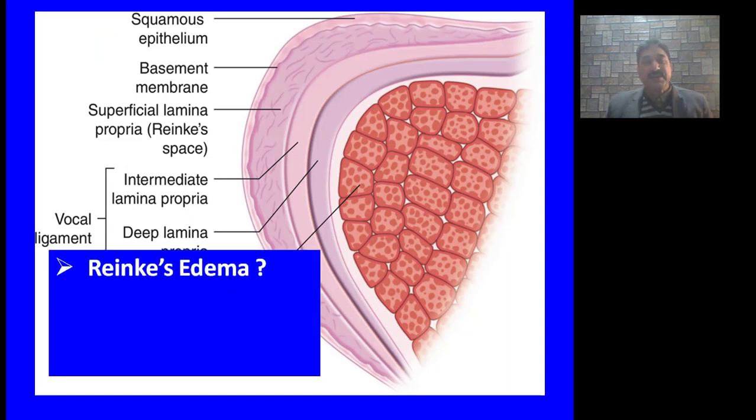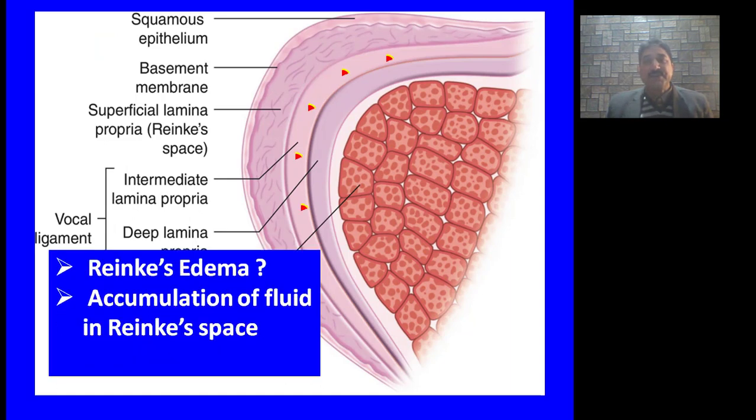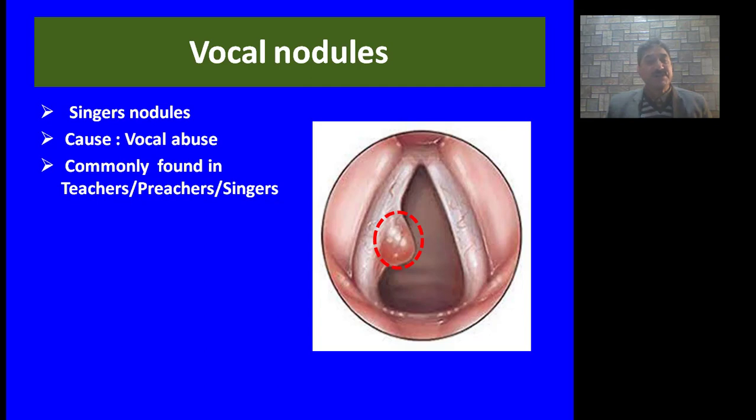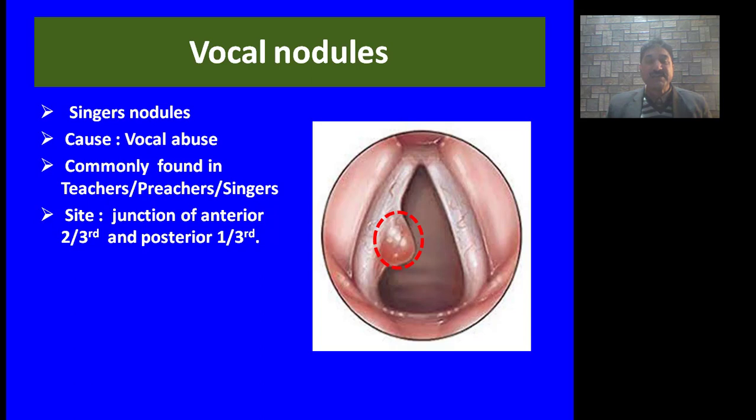What is Reinke's edema? A collection of inflammatory fluid in the Reinke's space is called Reinke's edema. What are vocal nodules? They are also called singer's nodules. They are caused due to voice abuse, commonly found in teachers, preachers, and singers. The anatomical site of these vocal nodules is at the junction of the anterior two-thirds and posterior one-third of the vocal cord. Vocal rest is given as a treatment for this condition.